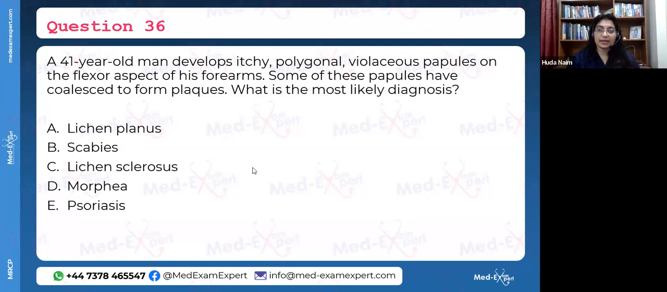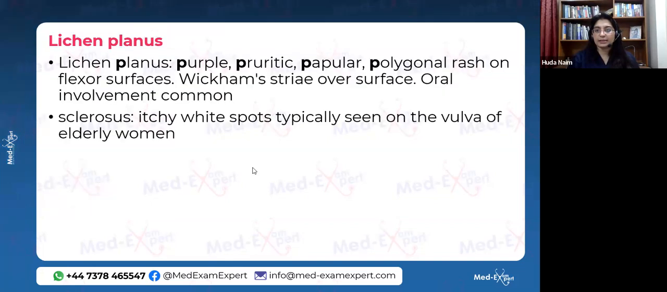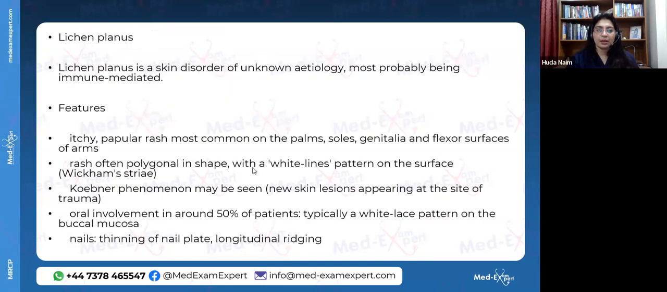Very good. Yes, it's lichen planus. Always remember polygonal violaceous papules seen on the flexor aspect of the forearms. It's lichen planus. Okay. So they're planar, flat-surfaced, purple, pruritic, and a polygonal rash. And always remember the itchy white spots seen on the vulva of elderly women, and Wickham striae. It is very important to know about the oral involvement in the oral mucosa. They could also have mentioned a whitish discoloration or white lace-like pattern seen in the oral cavity. Okay, very important.